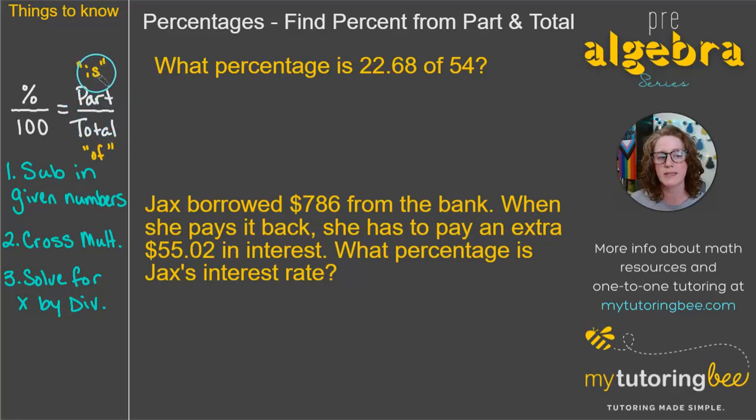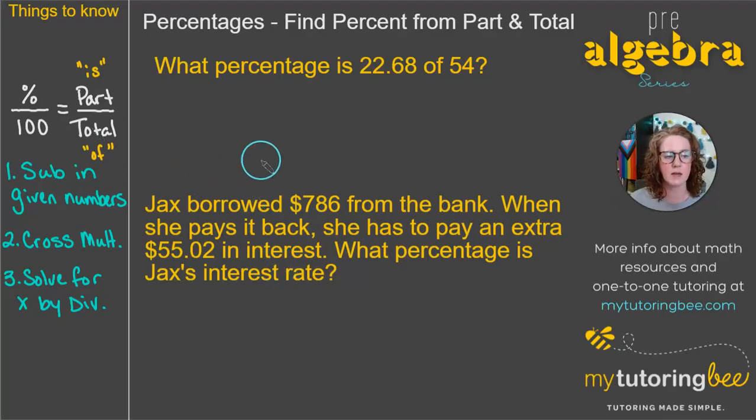Now I have the words "is" and "of" written here. Those typically help students to figure out which numbers are the part and which numbers are the total. Sometimes it's hard to tell depending on how the wording is, but typically whatever number goes with the part is going to be with the word "is", and whatever number is with the word "of" is going to be the total. So that's going to be in the denominator.